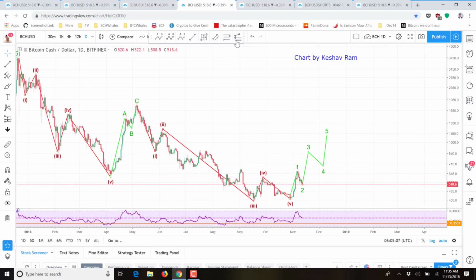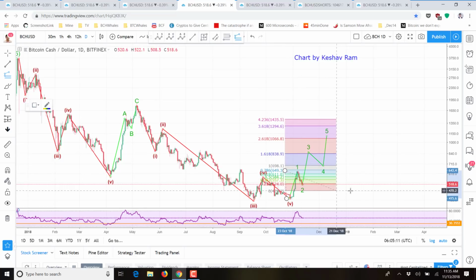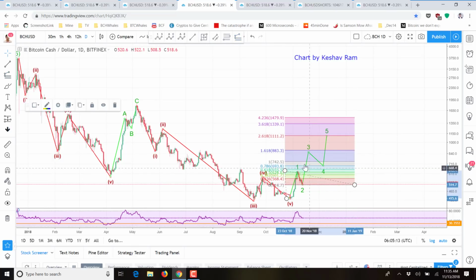As long as this third wave is valid, as long as we stay above 742. Because the third wave will usually be longer than the first wave. So here we are assuming that it will go till 1.618 fib, but it should definitely go above 740 according to my assumption.